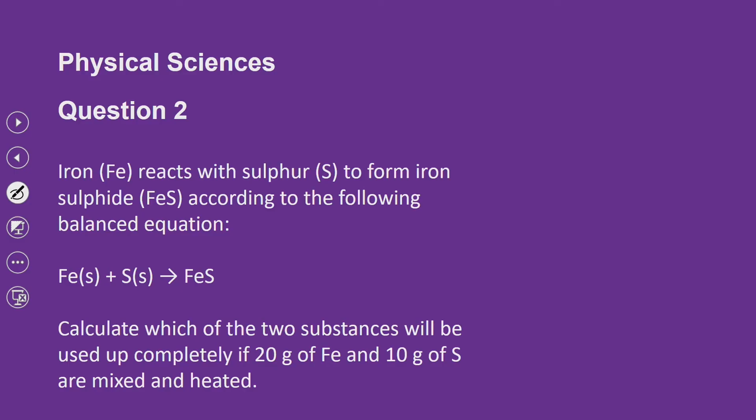Question 2 reads that iron reacts with sulfur. So we've got iron that reacts with sulfur and it forms iron sulfide. So our balanced equation should look like that. Now for me it's very important to make sure the equation is balanced. If the question does not say a balanced equation, do not assume that it is balanced. Let's go and check that it's balanced.